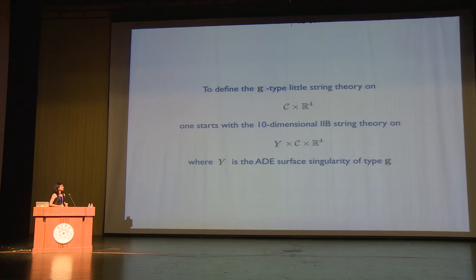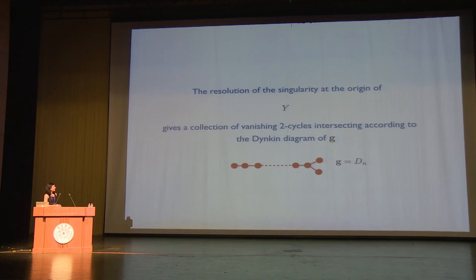So you'll recall that to define the G-type little string on C times R4, one starts with a 10-dimensional type 2B string theory on Y times C times R4, where Y is the ADE surface of type G. The resolution of the singularity at the origin of Y gives rise to a collection of vanishing two cycles that intersect according to the Dynkin diagram of G. So here's G for D_n.